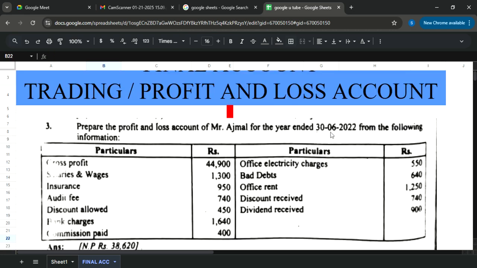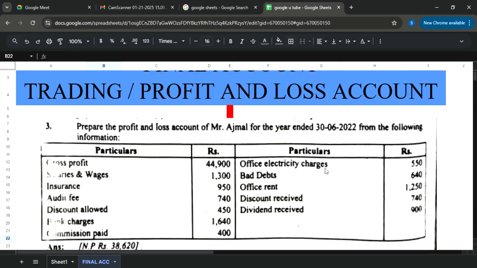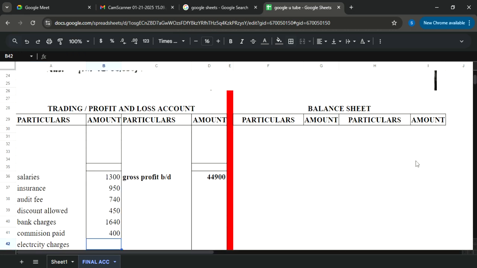Now we will shift to the right side. Office electricity charges. Again charges, expense, electricity charges, and how much amount? 550. Write down 550.